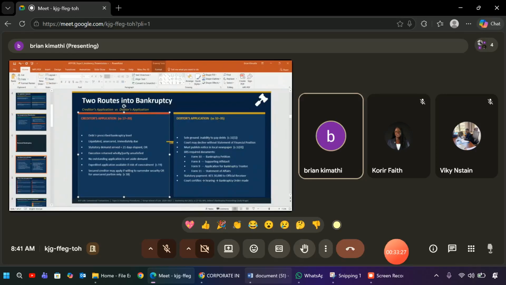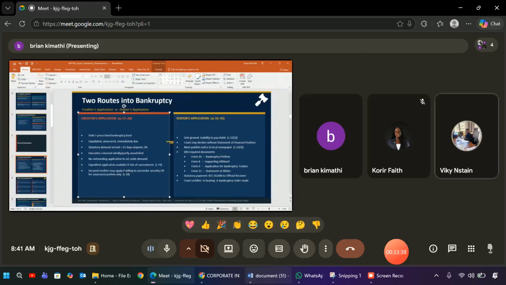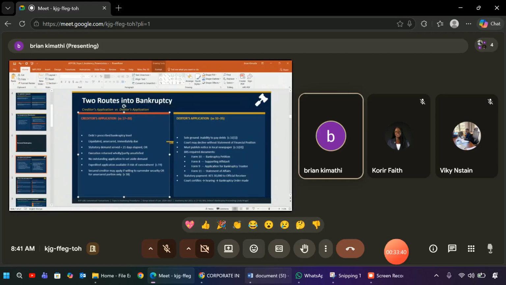So kumbuka tuliambiwa kuna two tests. Kuna cash flow test, si ndio? Na kuna hii bankruptcy test. I don't know. Ama nimejirudia kindly? Maybe someone confirm. No, you are on track. Yes, cash flow test. That is now the balance sheet.